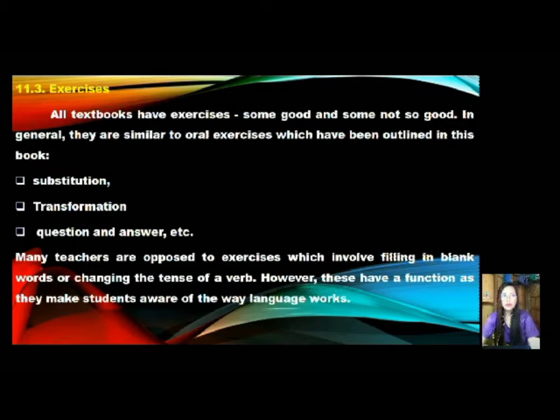Under this are the exercises. All textbooks have exercises, some good and some not so good. In general, they are similar to the oral exercises outlined in this book: substitution, transformation, question and answer, etc. Many teachers are opposed to exercises which involve filling in a blank with words, or changing the tense of a verb. However, these have a function as they make students aware of the way language works.